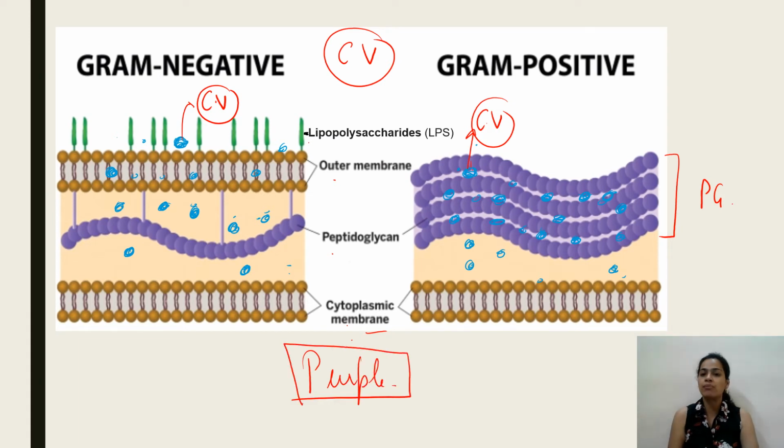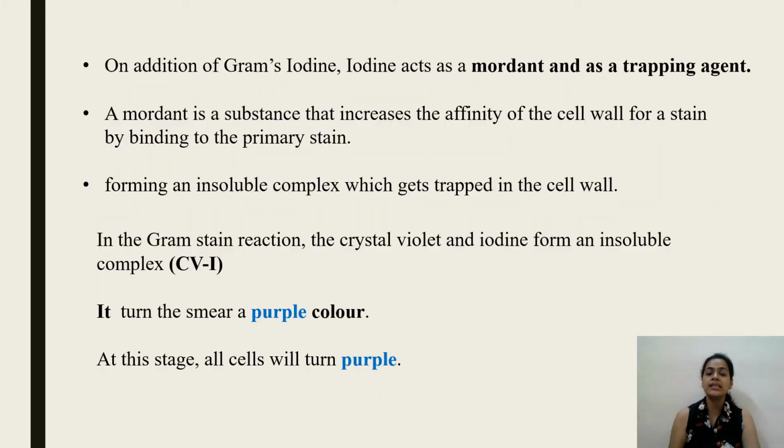You can see in the gram positive bacteria, the crystal violet stain has been trapped between the multiple layers of the peptidoglycan also, right? So this is just after the addition of the primary stain. Now the next stain that we are going to add is the gram's iodine. Remember, the gram iodine will work here as a mordant, which is actually a trapping agent.